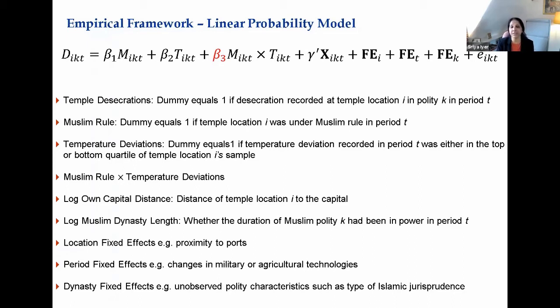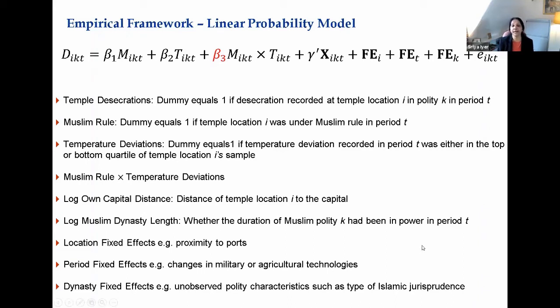And then we have a whole series of fixed effects. We have location fixed effects. So that's looking at, for example, if the temple was proximate to a medieval port, on the assumption that ports might be wealthier than other places. Somnath, for example, the temple that I showed you, is actually located in a very famous Gujarat port. We have period fixed effects, because there may be broader changes in military or agricultural technologies that you observe over time. And of course, dynastic fixed effects.